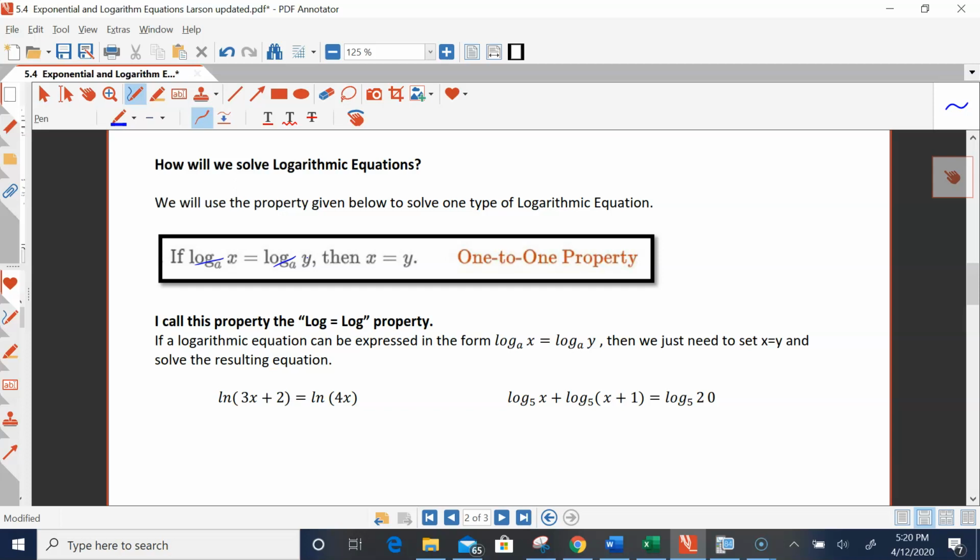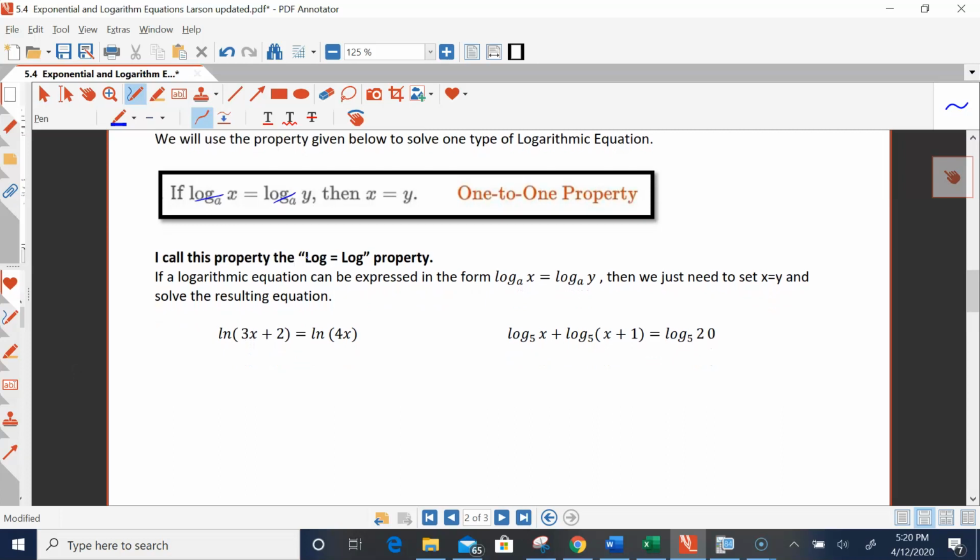So I've got these two equations set up where we can use the one-to-one property. I kind of call it the log equal log property. Take a look at this first one. I've got ln of 3x plus 2 equal ln 4x. I've got a single log on the left, a single log on the right. They're the same base, so I can apply this property, which says I can just drop those logarithms and solve for the two arguments equal to each other. So all I need to do is solve for 3x plus 2 equal 4x. That's a simple linear equation.